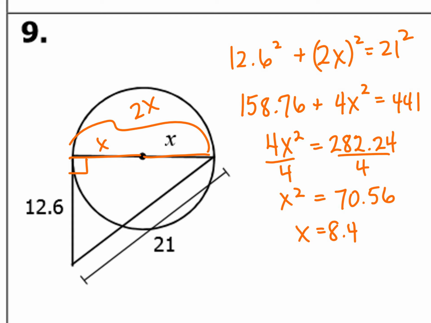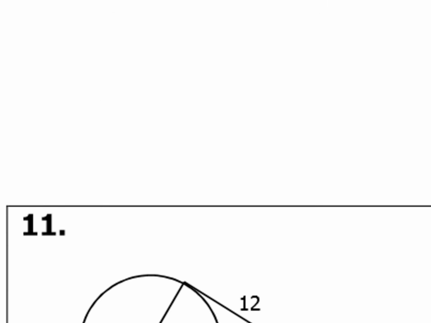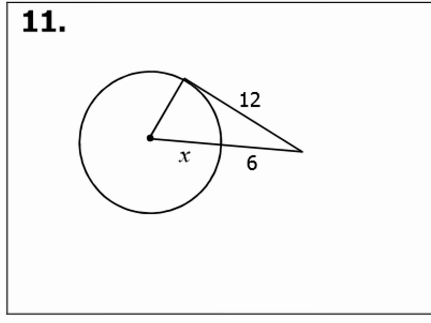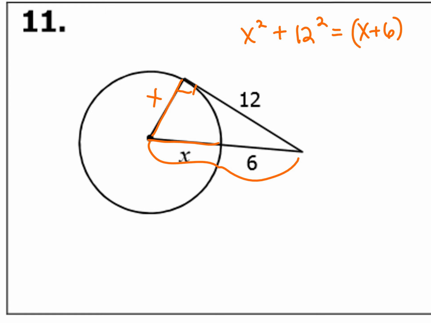All right, moving on, 11. So again, the same idea. We have a tangent line, so we have a right angle. We are not given this side, but it is a radius, so this is also x. All right, so one side is x squared plus 12 squared equals, now the hypotenuse is x plus 6 squared.